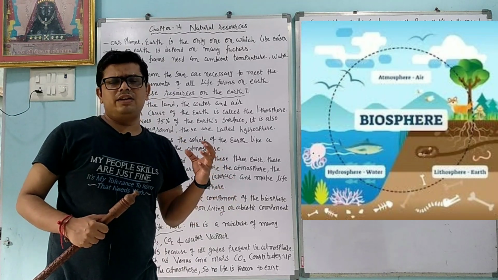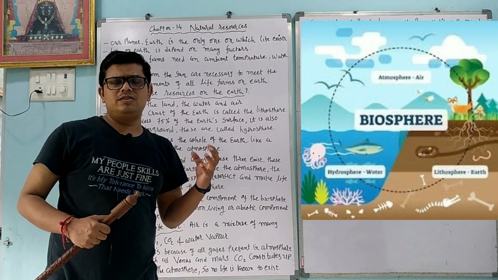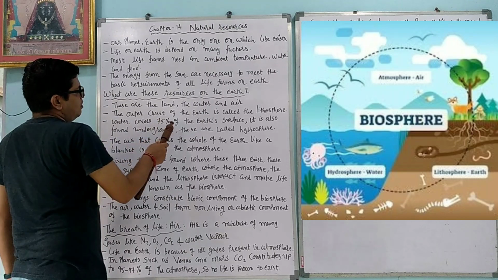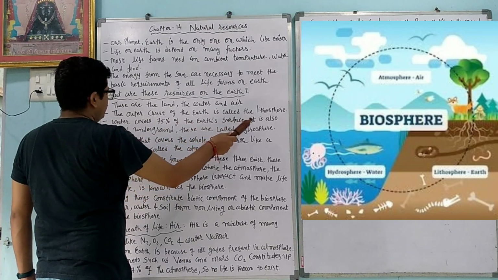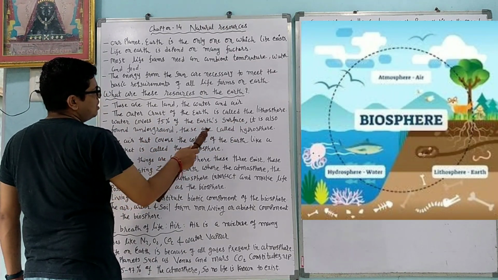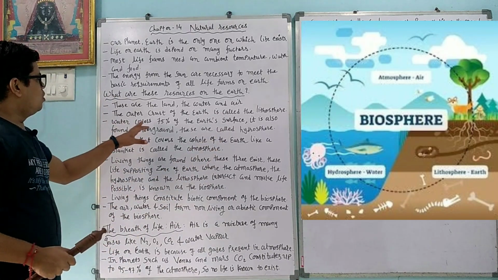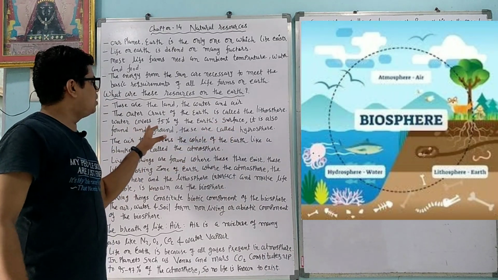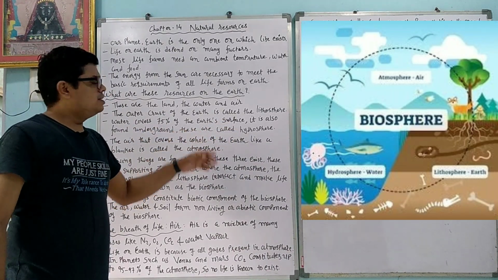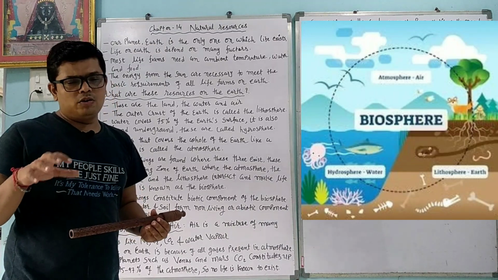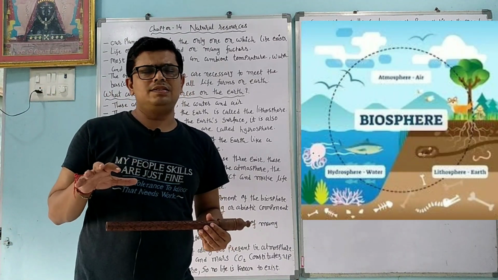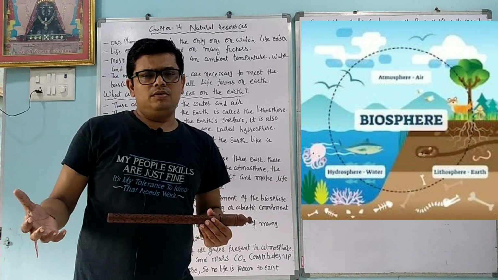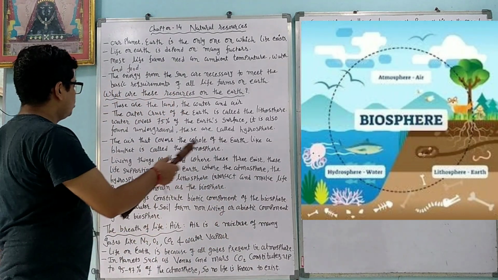They can construct their houses. Humans construct their houses because of what? The lithosphere. Water covers 75% of the earth's surface. It is also found underground. These are called the hydrosphere. So the water present outside, which we can see, as well as the water present underground, is called the hydrosphere.